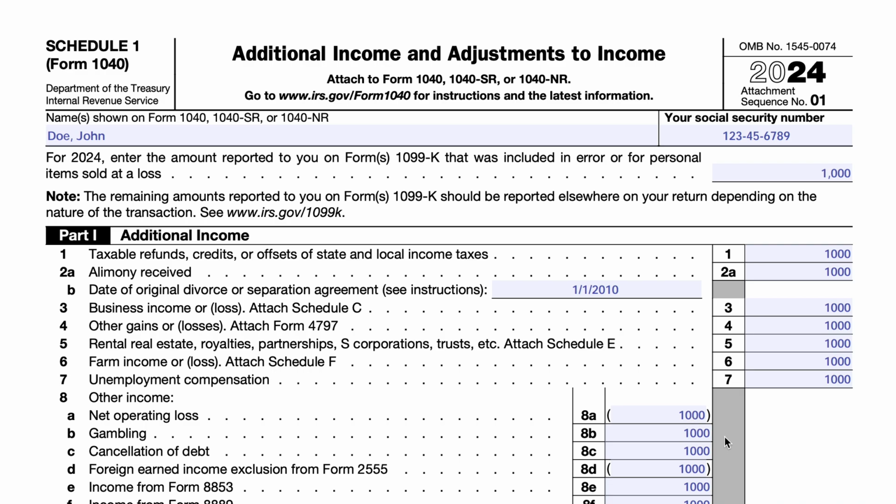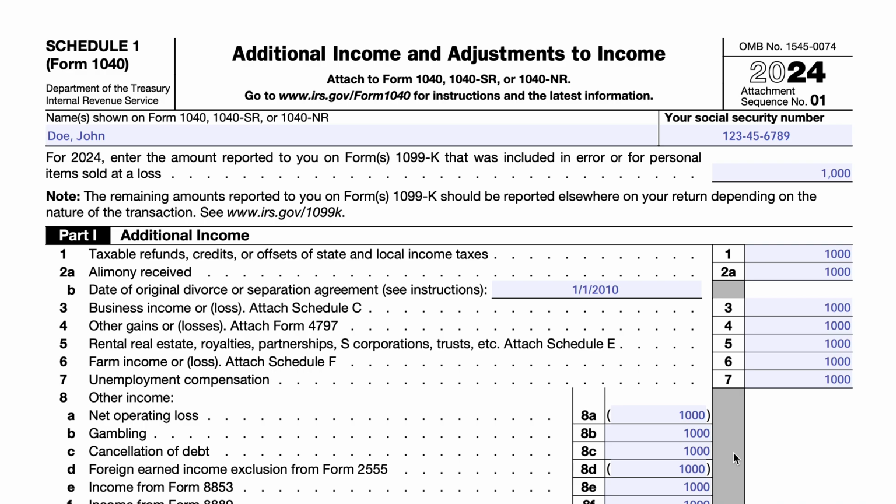So if I was a deadbeat, just out-of-luck gambler, and I spent $10,000 in gambling last year, and I was only able to earn $1,000, well, then my maximum gambling deduction on Schedule A would be $1,000. The rest of it would not be deductible.